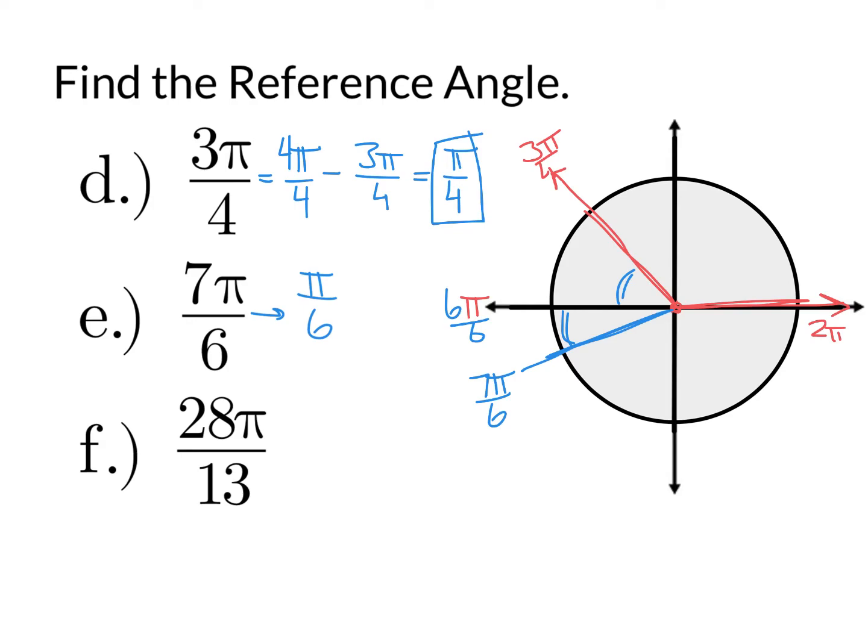For 28 pi over 13, one is a little bit trickier, but if we went all the way around 2 pi, that is the same as 26 pi over 13. So to get to 28, we'd have to go a little bit further. And here is where 28 pi over 13 is. And to find the reference angle, we're just going back to that 2 pi. So 28 pi over 13 minus 26 pi over 13 leaves us with 2 pi over 13.